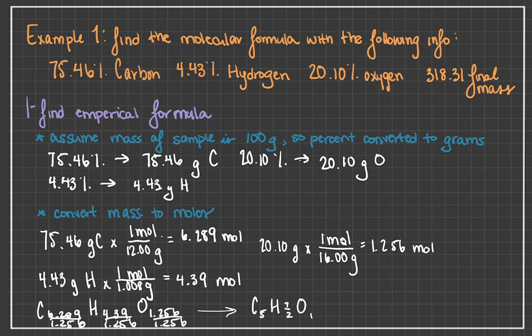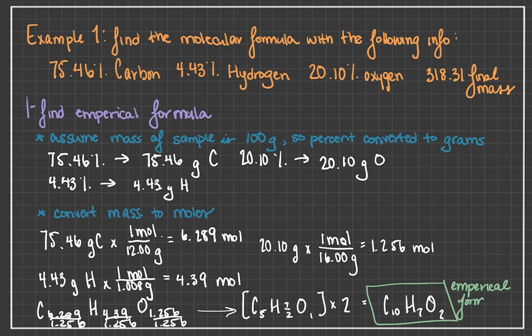Now the thing is that we don't see half numbers because it's not a full number, and according to the definition of empirical numbers that we saw earlier, halves and fractions are not allowed in molecular and empirical formulas. So what we're going to do is multiply this entire formula by 2, which is allowed because if you're multiplying all of the numbers by 2, we know that you're making every single one increase by the same amount. This allows us to find the empirical formula, which is C10H7O2.